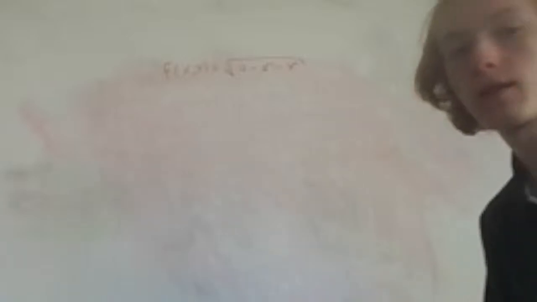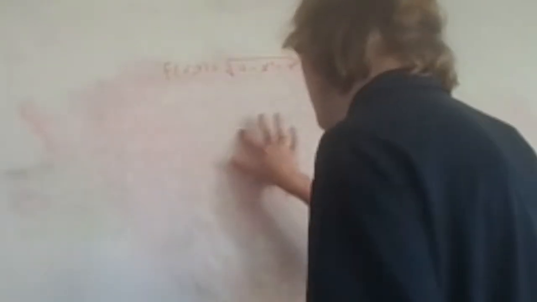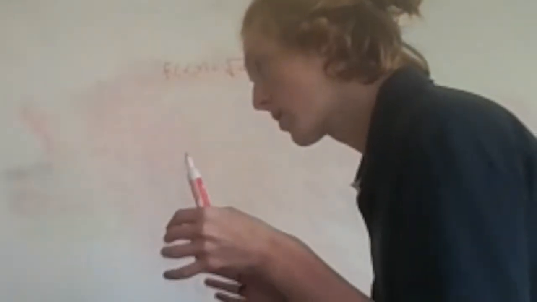And we need to find and sketch the domain of this. So, how do we find the domain? In 2D, we say we're going to look at the x values. Which x values cannot exist?